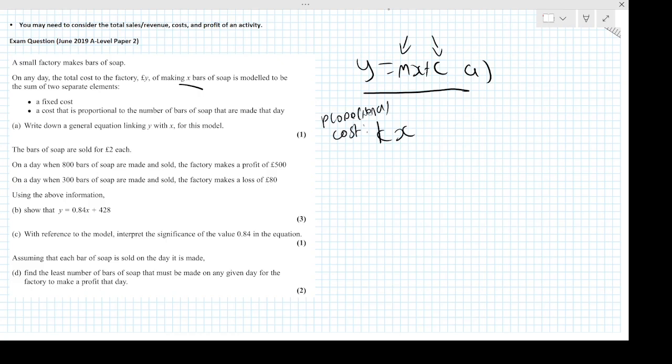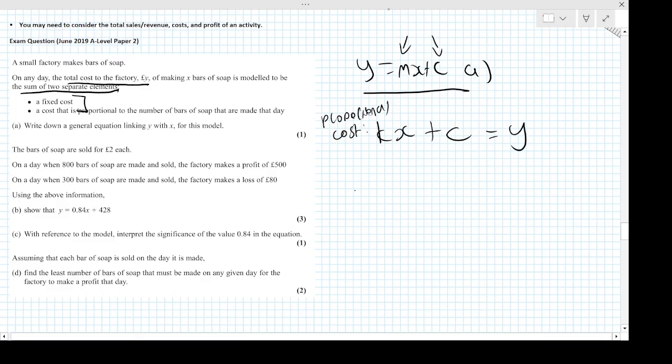Think back to the direct proportion stuff I talked about at the start. So that's the proportional cost. Then there's also a fixed cost, and that's a cost I'm going to add on no matter what. So I'm going to call that just add c, right? These two together, again, it said the sum of these two parts, that's equal to the total cost, which is y.